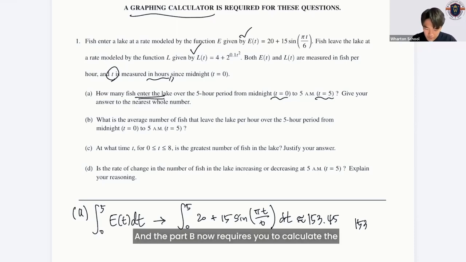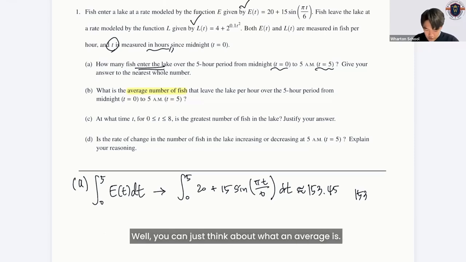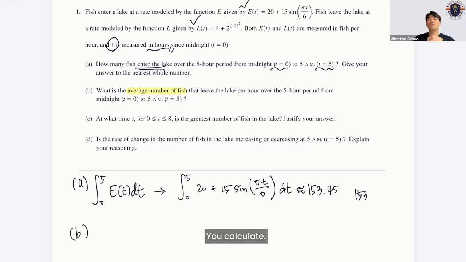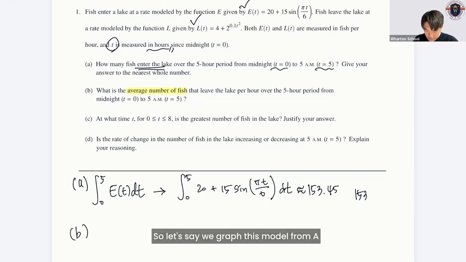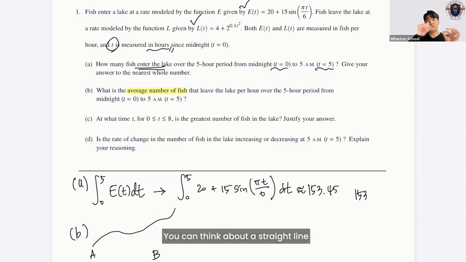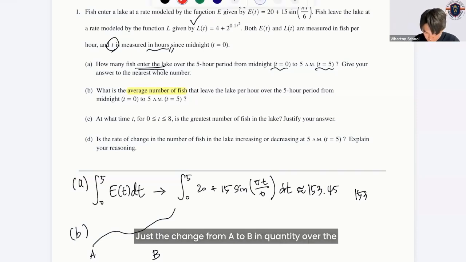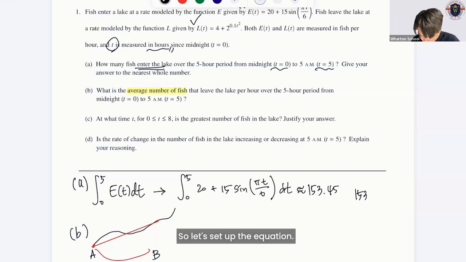All right. Part B now requires you to calculate the average number of fish that have left the lake per hour over the same 5-hour period. How do we calculate the average here? Well, think about what an average is. Let's say we graph this model from a to b, and you want to calculate the average rate of change. You can think about a straight line: the change in quantity from a to b over the period, which is b minus a. So let's set up the equation.